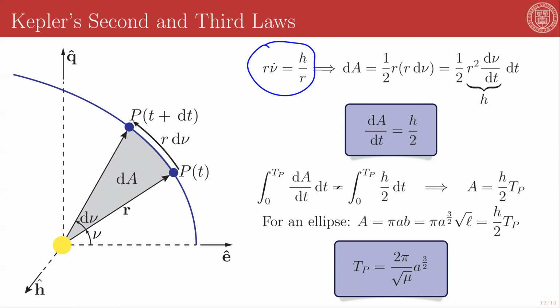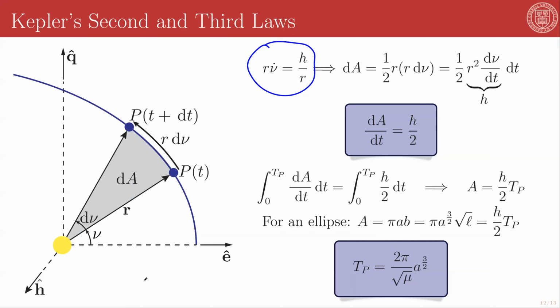Kepler stated that the orbital period was proportional to the semi-major axis to the 3/2 power. And he was absolutely correct. We now, with the help of Newton and our earlier derivations, can fill in the constant of proportionality and know it to be 2 pi divided by the square root of the gravitational parameter. Remember always that the gravitational parameter is the sum of the two masses times the gravitational constant.